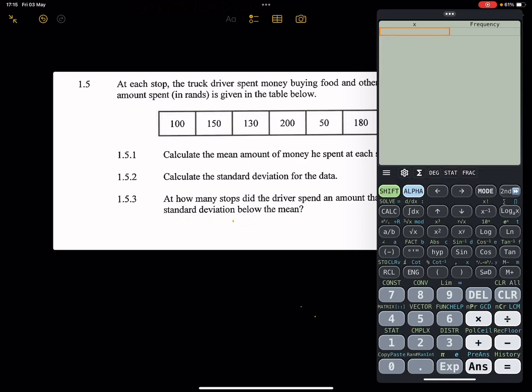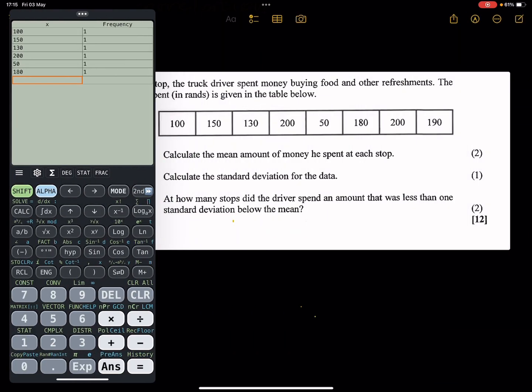So I've got 100. Let's insert our data. We've got 150. We've got 130. We've got 200. We've got 50. And we've got 180. Our data still continues. We've got 200 again, and that's 200, as well as 190. Right, so that's the last one.